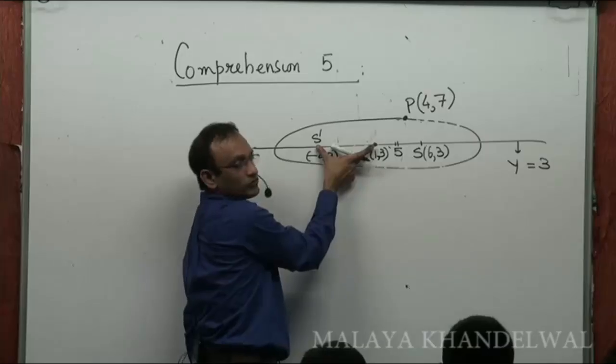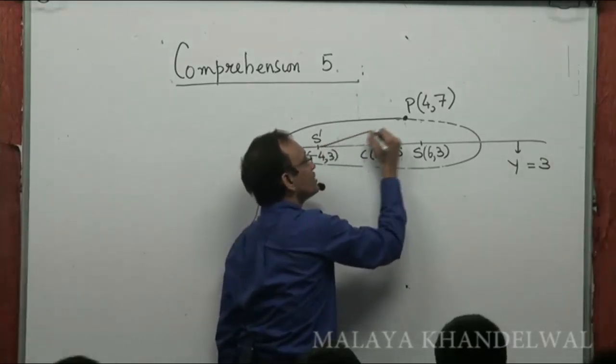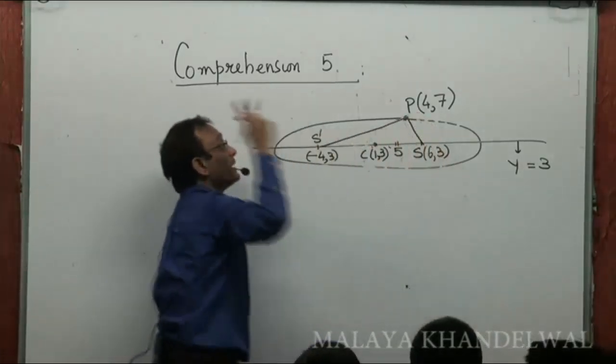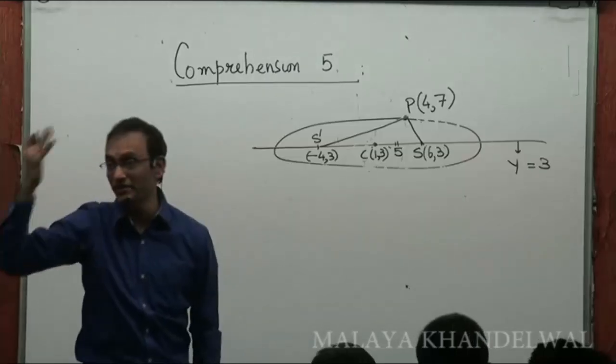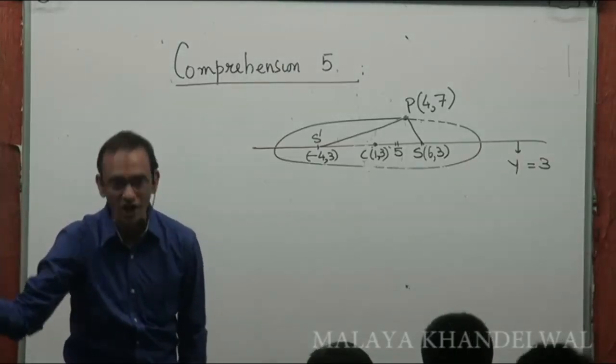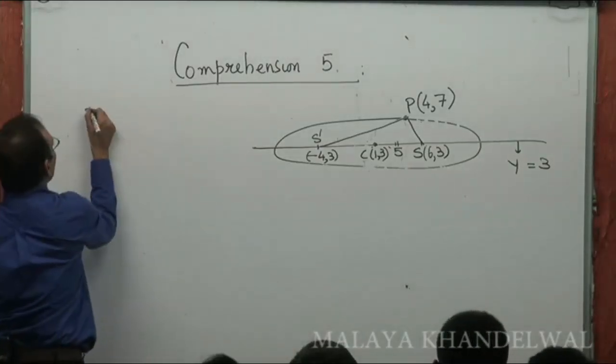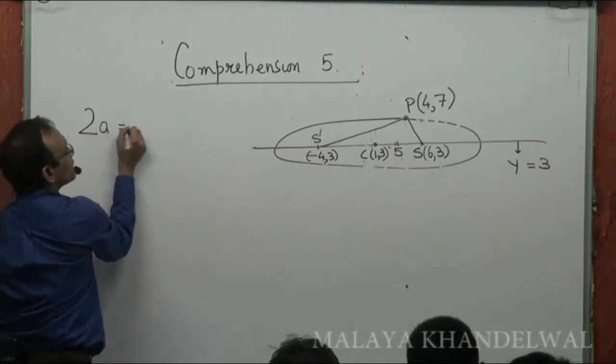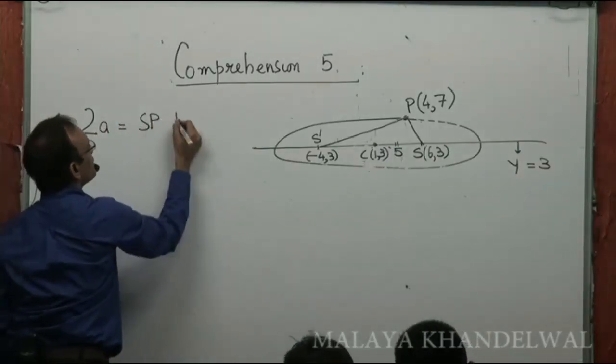5 units and 5 units. Now, yes, very good, excellent. So the major axis is SP plus S prime P, which will be 2A, the major axis of the ellipse, yes or no? Right? So 2A, the major axis of the ellipse, is SP plus S prime P.